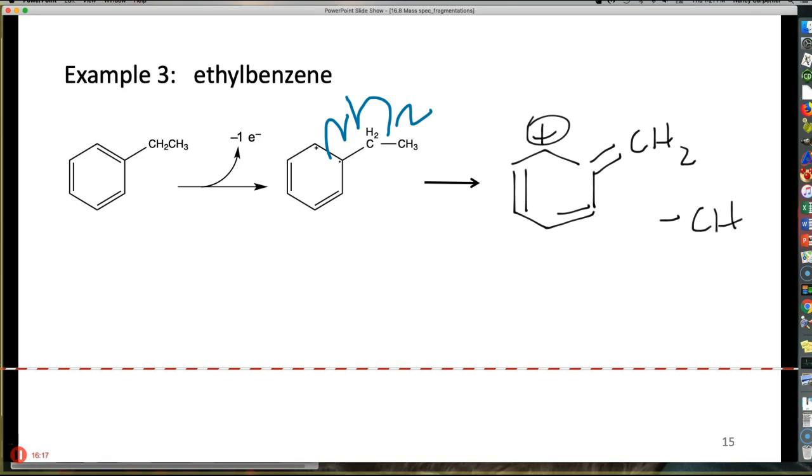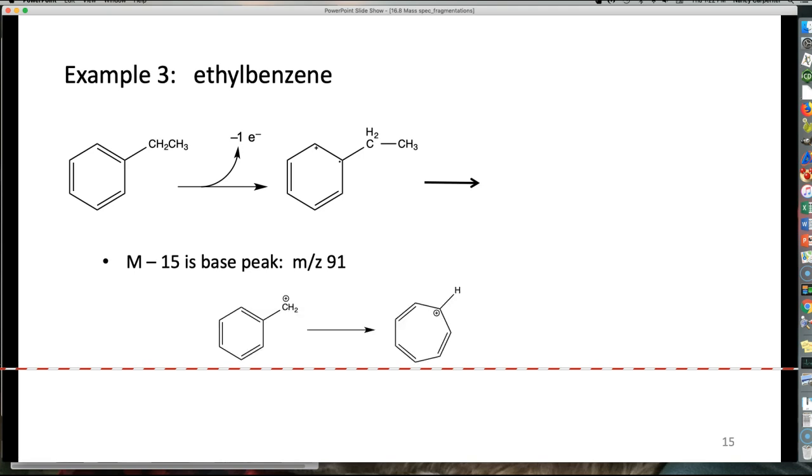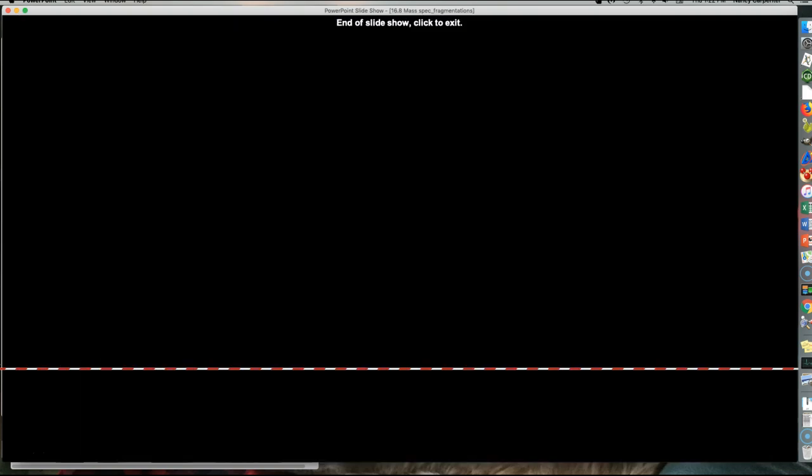Minus the methyl radical, so M-15. And what we end up seeing is a huge M-15 peak in our mass spectrum at mass to charge 91. And it turns out that that's really common for this kind of molecule. It's called the tropylium ion because it's aromatic, and I can delocalize that positive charge all through the 7-membered ring. So that's a fairly abundant peak in the mass spec.